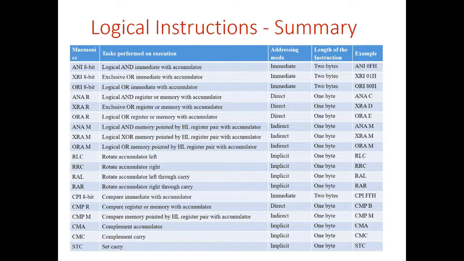Like I have used here CMPB: compare the content between the accumulator and the content of the B register. You can write it as CMPC also, and that means compare the content of the accumulator with the content of the C register. You can write CMPD, CMPE, CMPH, CMPL, all the possible combinations using the 7 programmable registers.